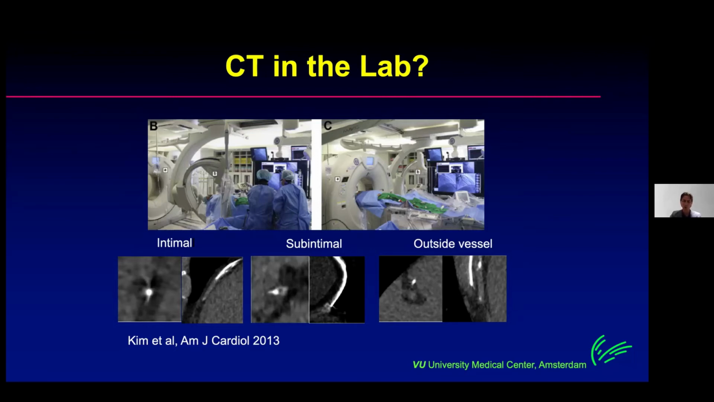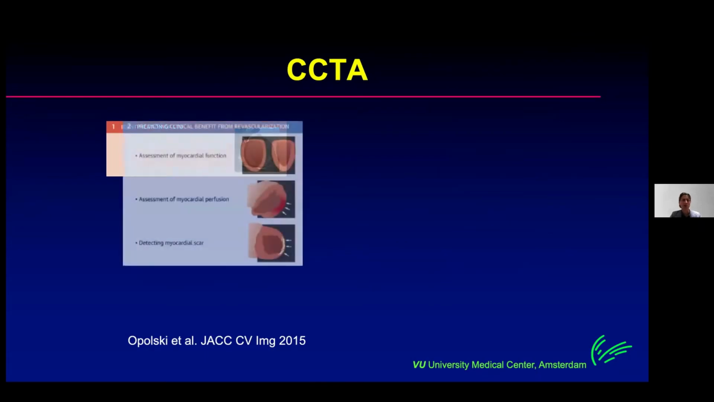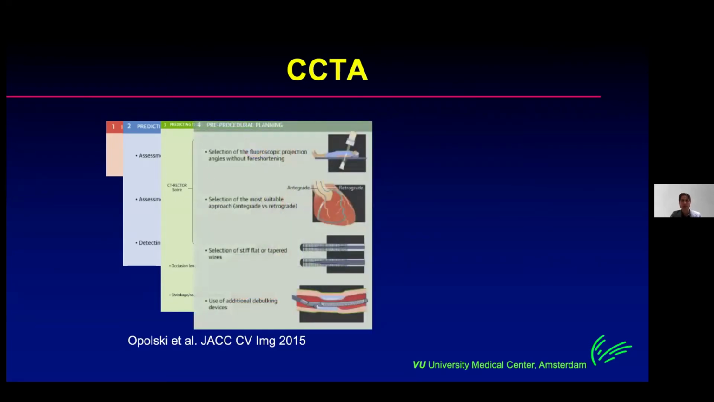I just wanted to show you this slide. So what can CT do for you? It can identify the lesion, CTO or otherwise. It can also identify myocardial function, myocardial perfusion, and detection of myocardial scar. It can also show you the plaque features, lesion length, calcification, whether you need to do debulking, bifurcation lesion, etc. It can also show you the angles that you need to take and the wires that you need to select may be more beneficial.